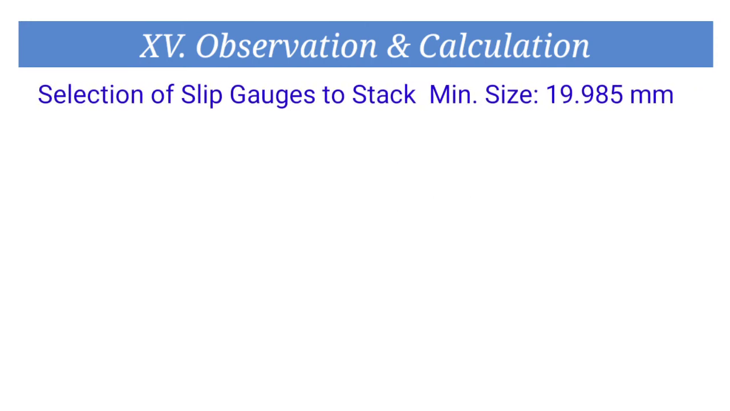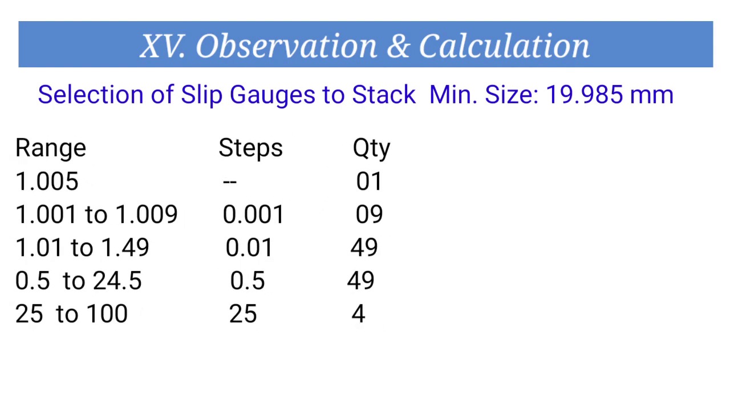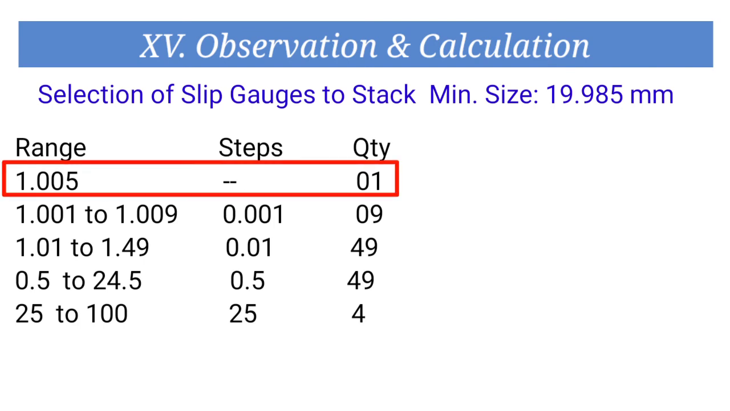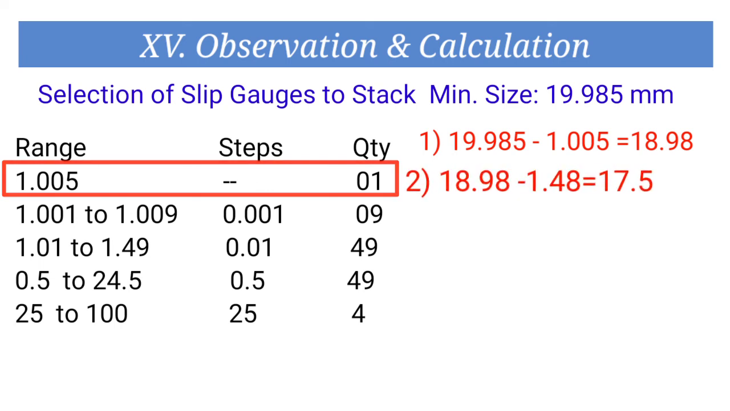Now selection of slip gauges to stack the minimum size of 19.985 mm from the given slip gauge box. Consider the last digit, which is 5. So select the first slip gauge having a dimension of 1.005 mm. Subtract it from the given dimension. The remainder is 18.98 mm.